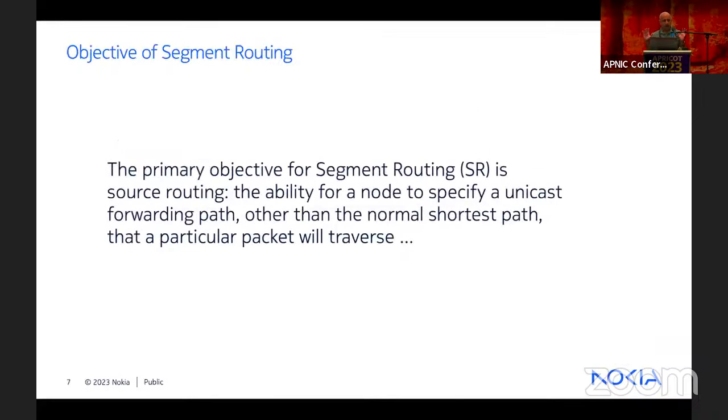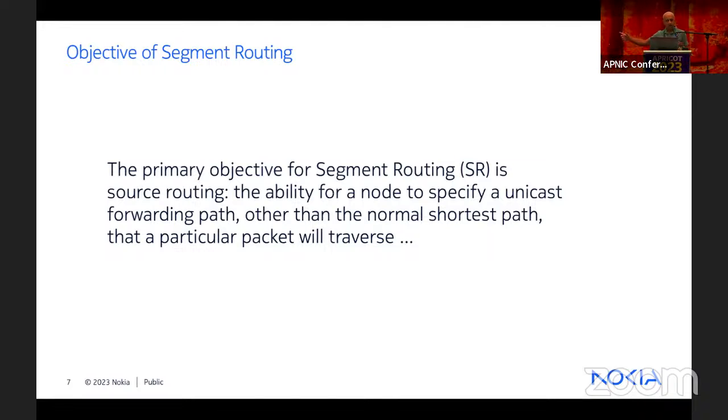So the primary objective for segment routing, now this is straight from the IETF. This is source routing. Source routing is really the ability for a node, which is your ingress node typically, to specify a unicast forwarding path. Once again, I'll emphasize this is unicast. The path is not necessarily the same as the shortest path that a packet will traverse on its way to the destination.